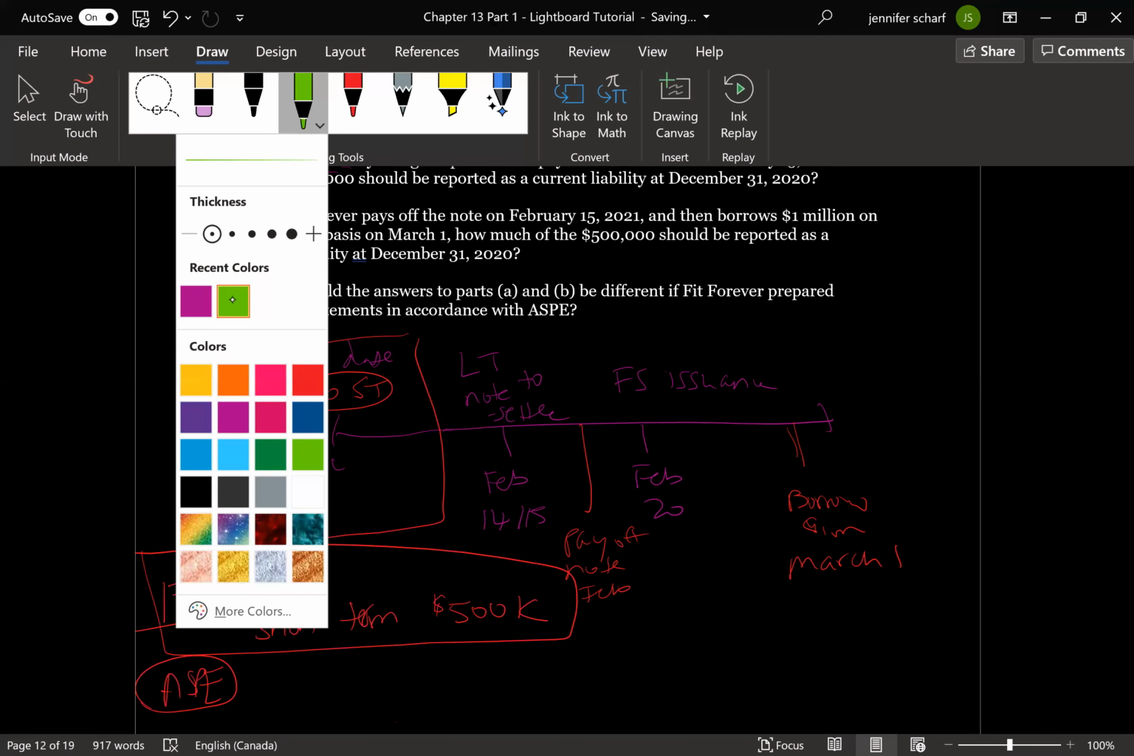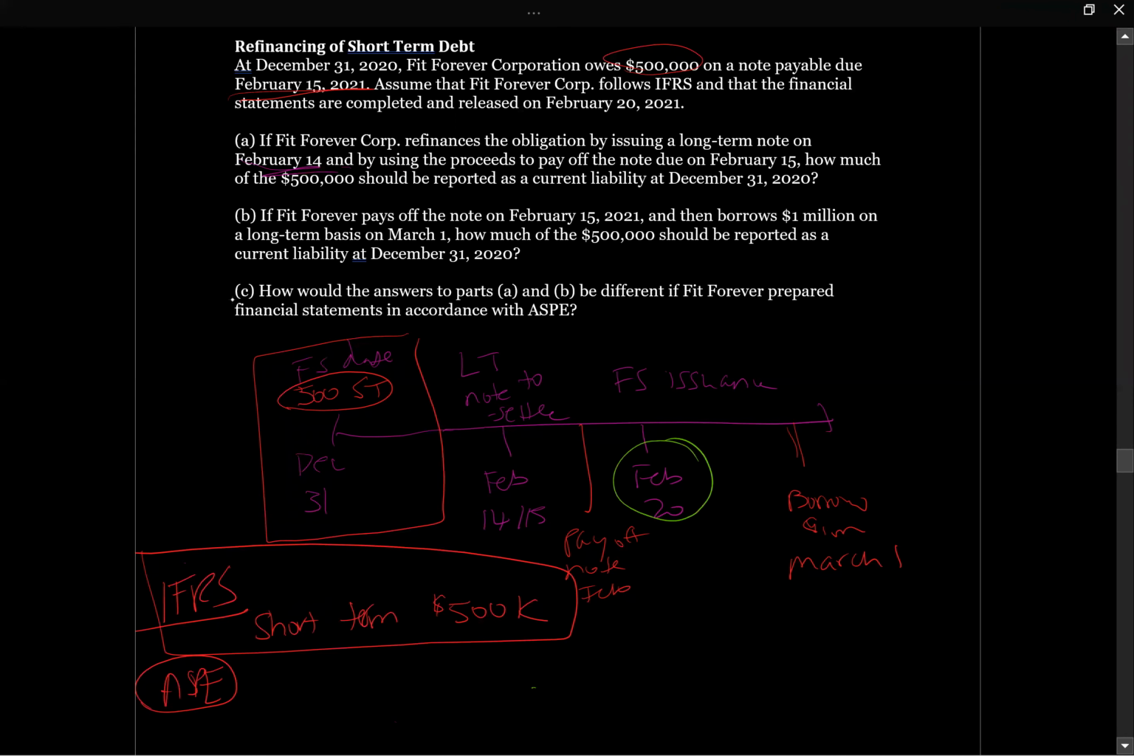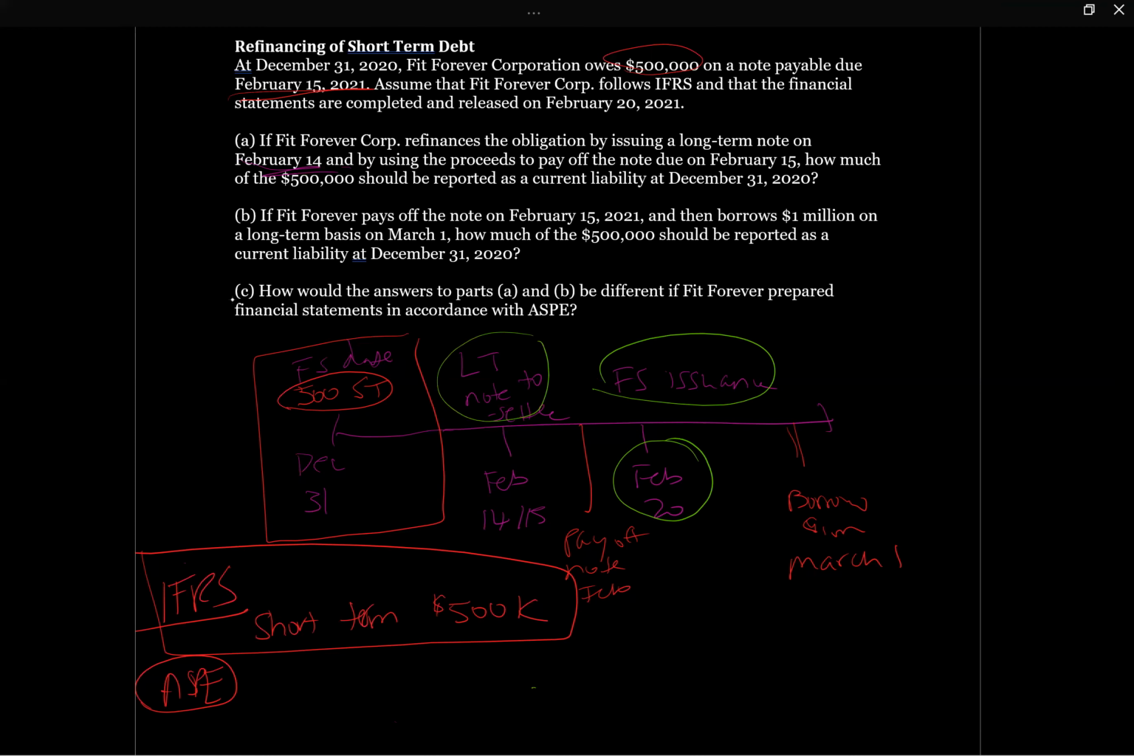What ASPE is concerned about is this date, the date of the financial statement issuance. So this is their cutoff. And so they say, okay, well, if you had $500,000 short-term and then you entered into a long-term agreement to settle the note on February 15th, well, that was before the date of the financial statements. So ASPE would say short-term is going to be zero and the long-term is going to be $500,000. The reason ASPE is okay with having it as long-term is because this is a long-term note. So the $500,000 wasn't settled from current assets. Because it's not going to use current assets to settle that obligation, they say it's okay to report it as a long-term liability.